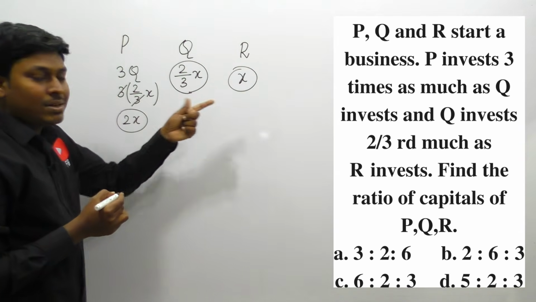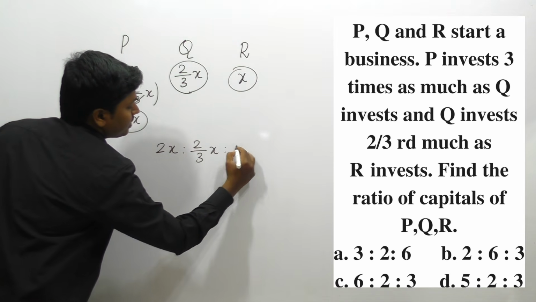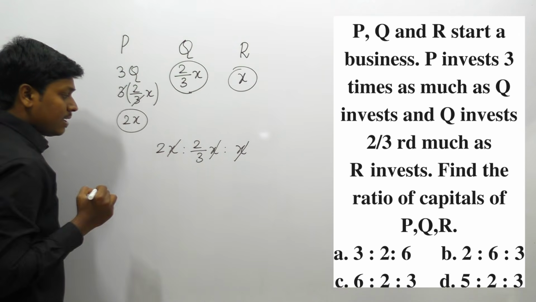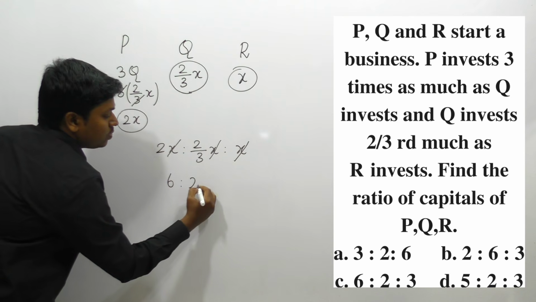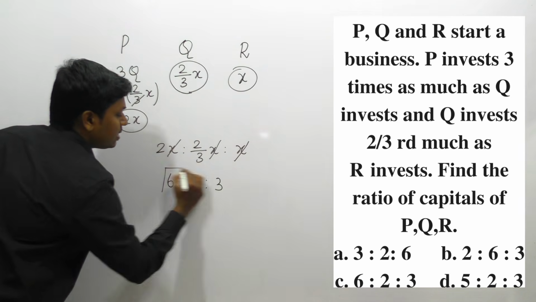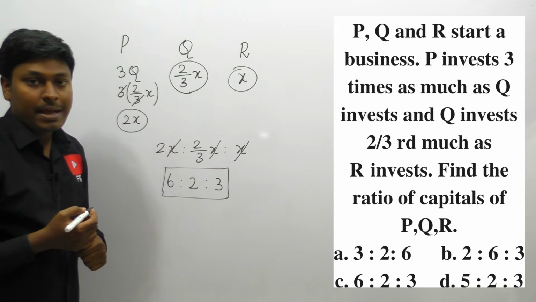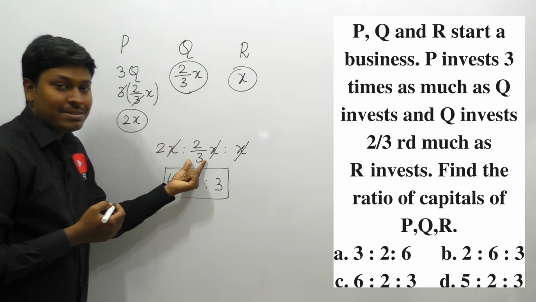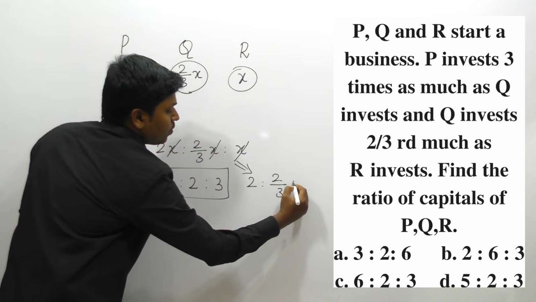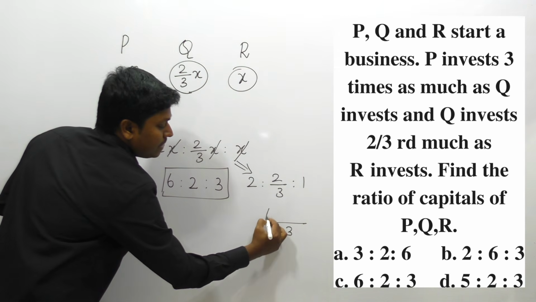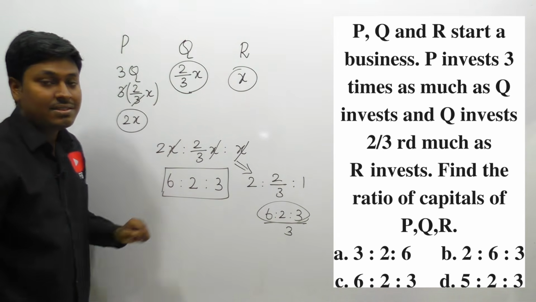So our target is to find the ratio, right? So friends, 2X is to 2/3X is to X. So we can cancel X, X and X. So friends, take an LCM as 3. So 3 into 2 will be 6. Here it is 2 and here it is 1, so 3. So finally we got the ratio, that is 6 is to 2 is to 3, the ratio of their capitals. Friends, listen here, I am just taking an LCM as 3, right? Some students can't understand this. So 2 is to 2/3 is to 1. I am just taking LCM as 3. So this will be 6, this will be 2 and this will be 3. So finally we can say that the ratio will be 6 is to 2 is to 3.